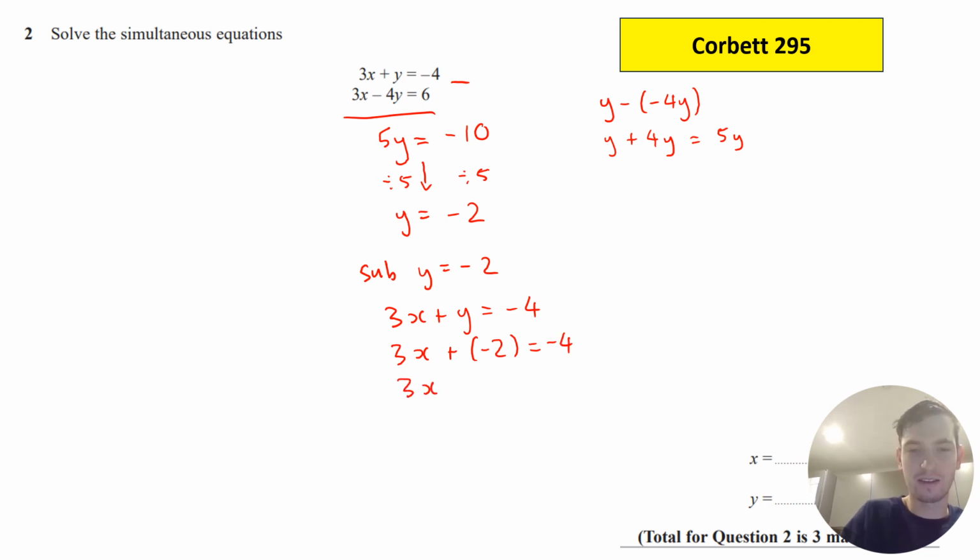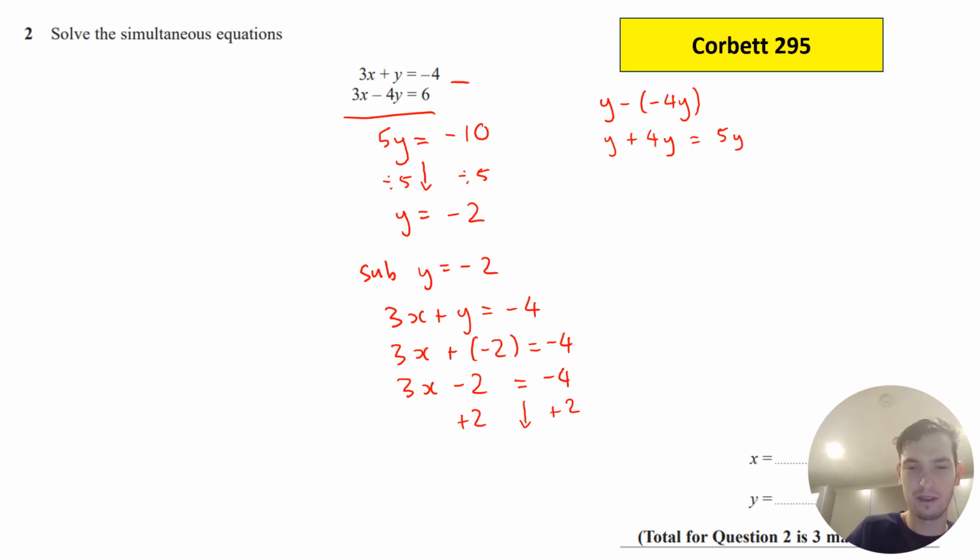So that is 3x plus minus 2, so that is negative 2, or minus 2 equals minus 4, and I now need to solve this equation. So what's the inverse of minus 2? Well, it is plus 2. So I've got 3x equals minus 4 plus 2 is minus 2. And then I'm not going to worry that my answer is a fraction. That is my answer. So I have x equals minus 2/3 and y equals minus 2.